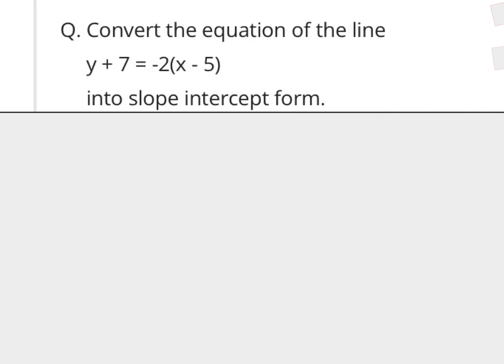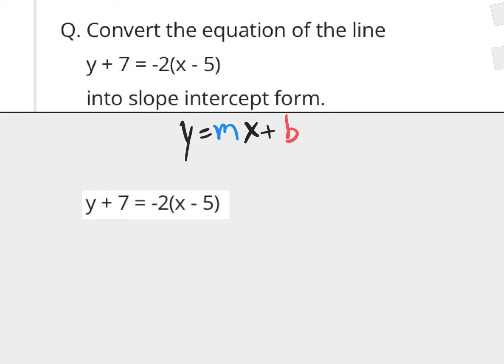Convert the equation of the line y plus 7 equals negative 2 parentheses x minus 5 into slope-intercept form. So obviously they're giving this to you in point-slope form. This is my slope. This is my x1, y1. So they're giving it to you in point-slope form, and they want you to convert it to slope-intercept form. So what is slope-intercept form? y equals mx plus b. So obviously this does not look like y equals mx plus b. I got an idea. Let me rewrite this equation down here and let me manipulate it.